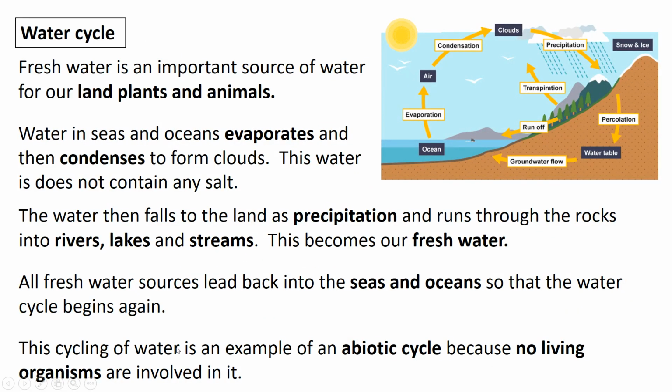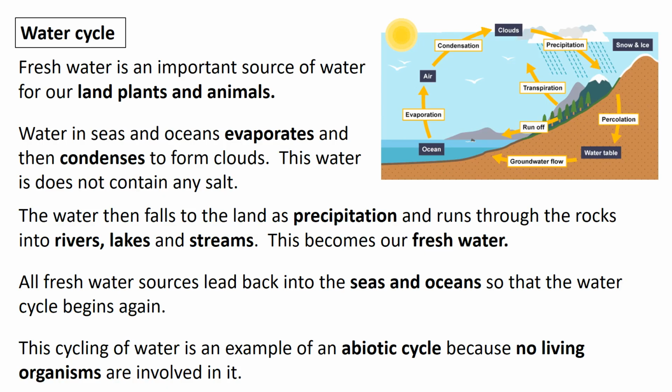Right, the next part then is to start thinking about how materials are cycled within ecosystems. So we can have abiotic and biotic cycles, and the water cycle is an example of an abiotic cycle. The idea that plants and animals need water, they live in it, they need to be able to drink it, and fresh water is an especially important source for land plants and animals. And so this water and the cycling of water to produce fresh water is really important for their survival.